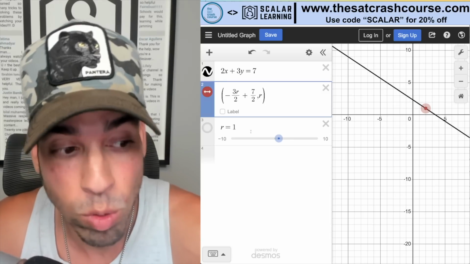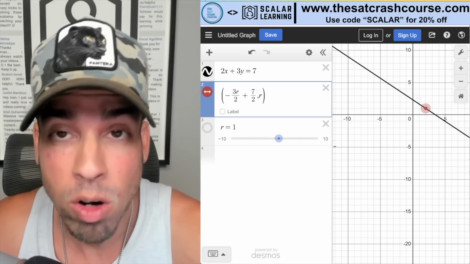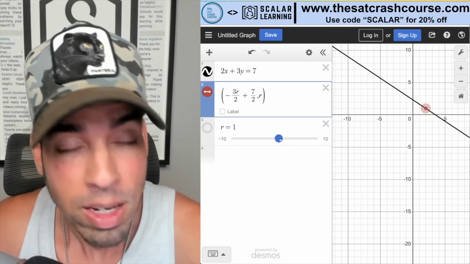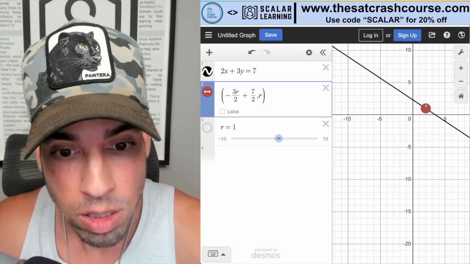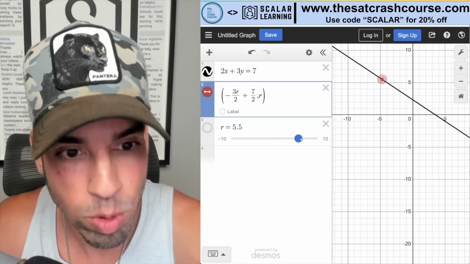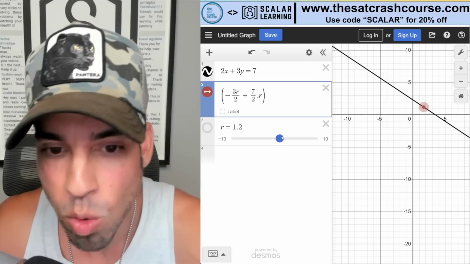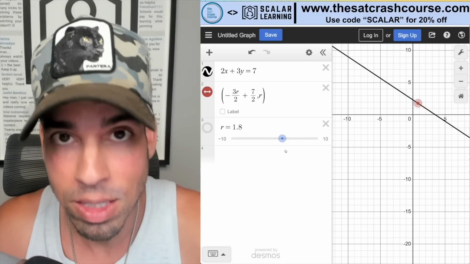Right now, it's on the line, which means it is a solution. But again, we have r is equal to 1. So the question is, as we move r, is this still going to be on the line? And it should be. No matter what r is, this point should always be on the line. And as we see, as we move it, it just goes up and down the line, but always on the line, which means that this is indeed a legitimate solution.